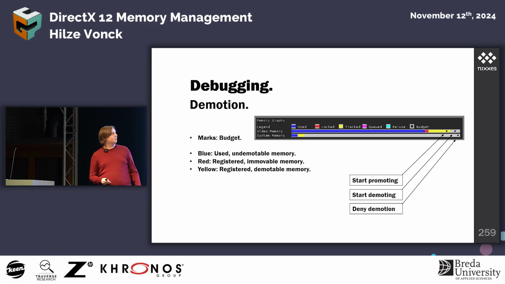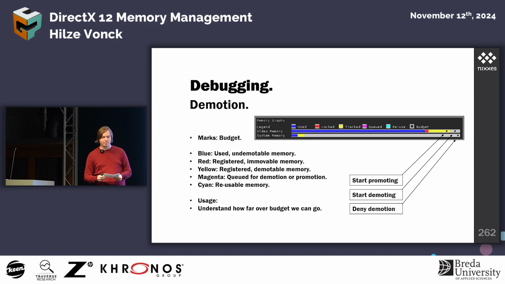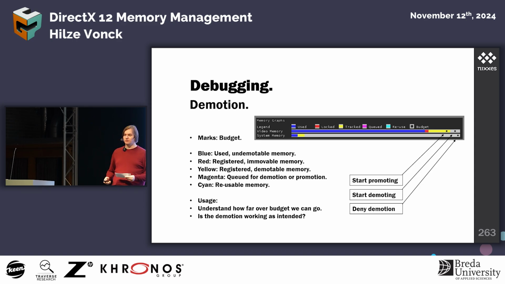So this is the main amount of memory that can be moved over from video to system memory, as well as back. Then we got magenta, which is used to indicate what memory currently has an operation for promotion or demotion queued up. And lastly, we got cyan, which is used by the reuse system, which we'll get more into a little bit later. We use this to know how much over budget we can actually go, so when the demotion system can no longer do what it needs to. And of course, also to know if the demotion system is working as intended.